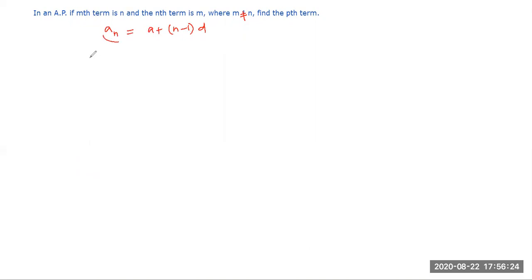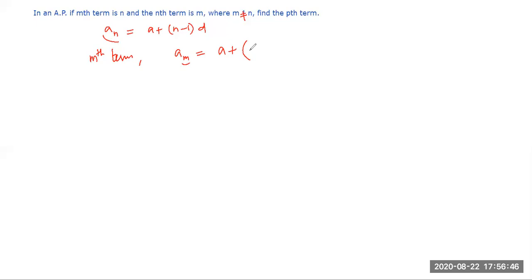So what is the mth term? See, students, the mth term is am. m can be any number. So it will be what? It will be again the first term plus, can you say that?